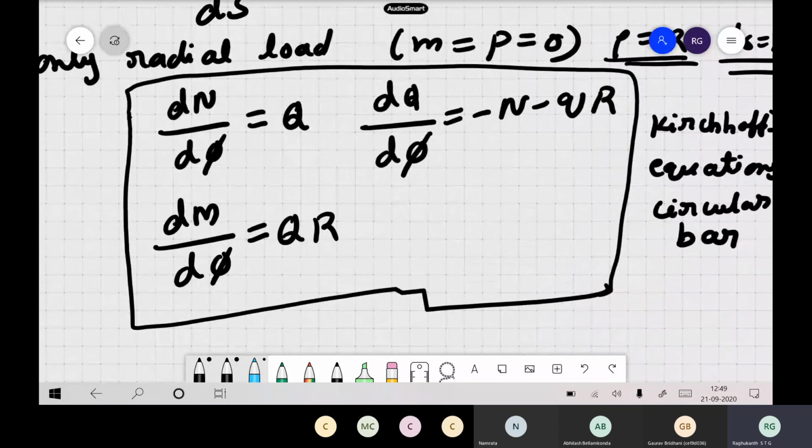Now you can compare these equations with the ordinary Euler-Bernoulli beam theory. You all know the derivative of bending moment is equal to shear force, so dM/ds, with ds = R dφ, where R becomes infinite, so this ds becomes dL kind of a thing. So more or less they converge to our Euler-Bernoulli beam equations, which you have studied in your undergraduate.